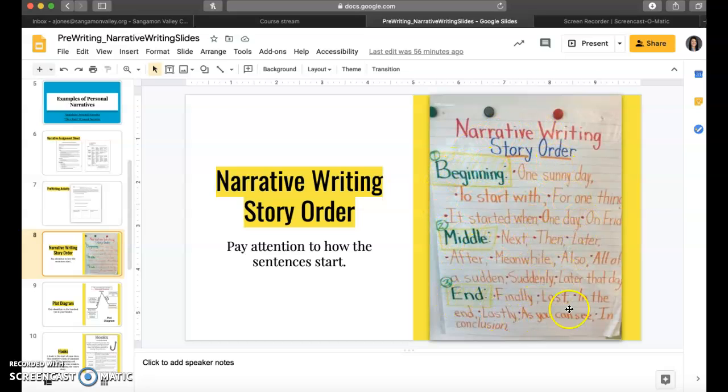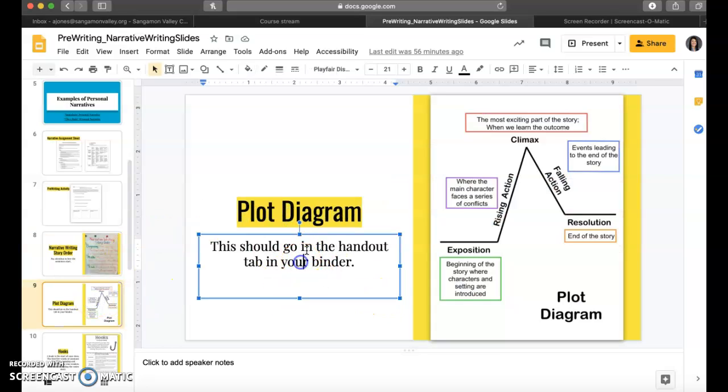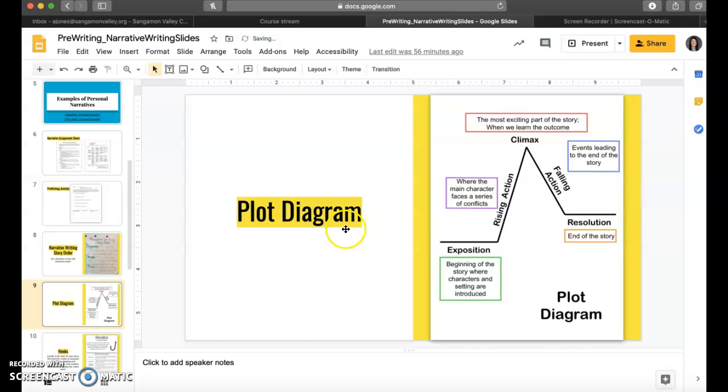And these words on the sheet are some transitional words that you can use in your story. So make sure you take a look at those. Plot diagram. You guys don't have a binder, so I'm going to go ahead and delete this. But this is what a story should look like, okay?